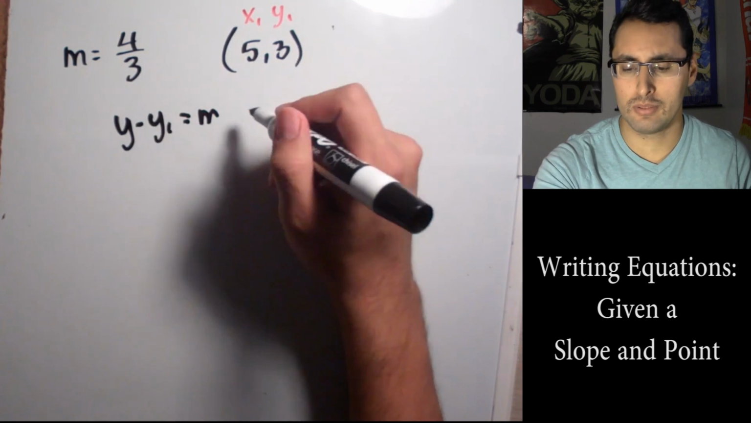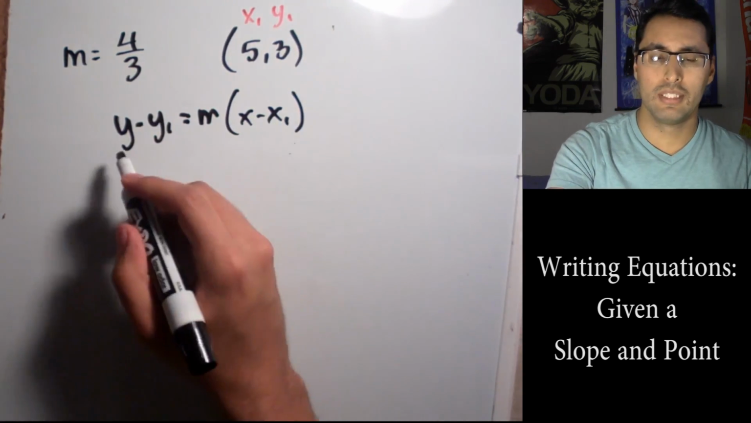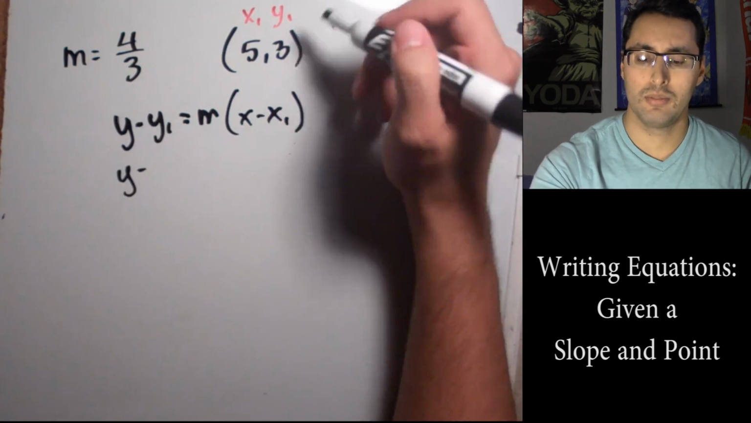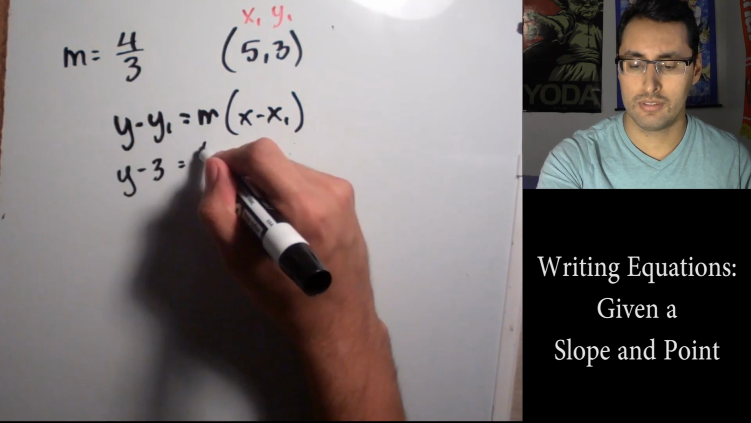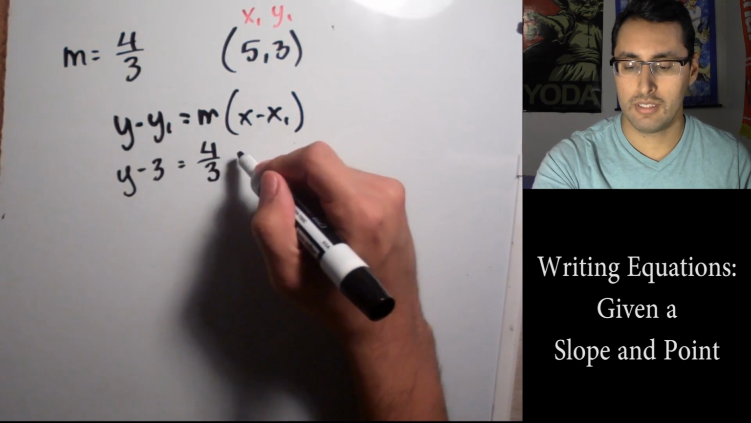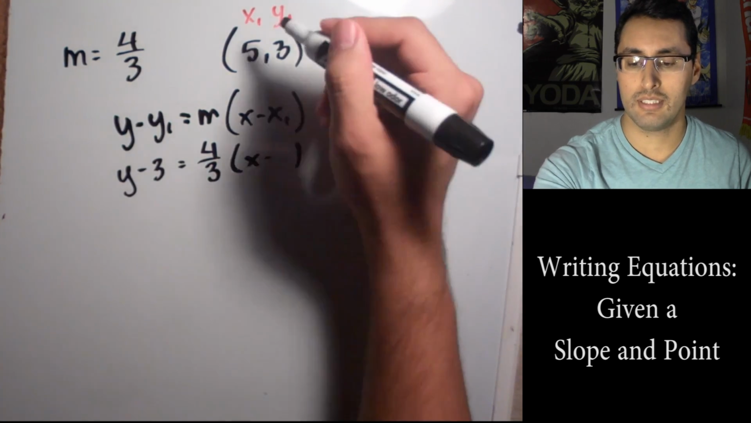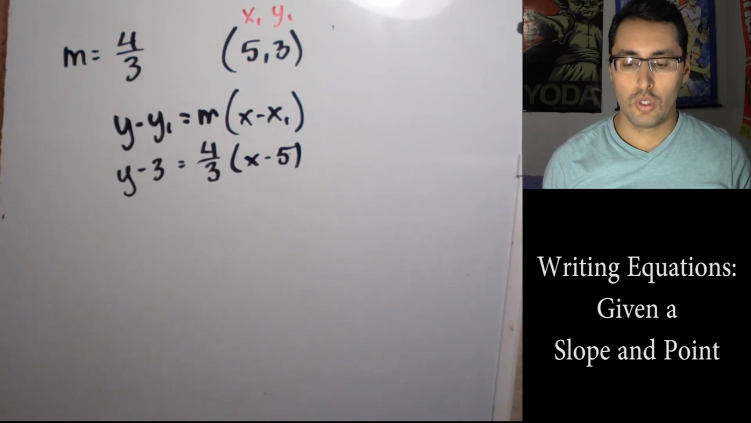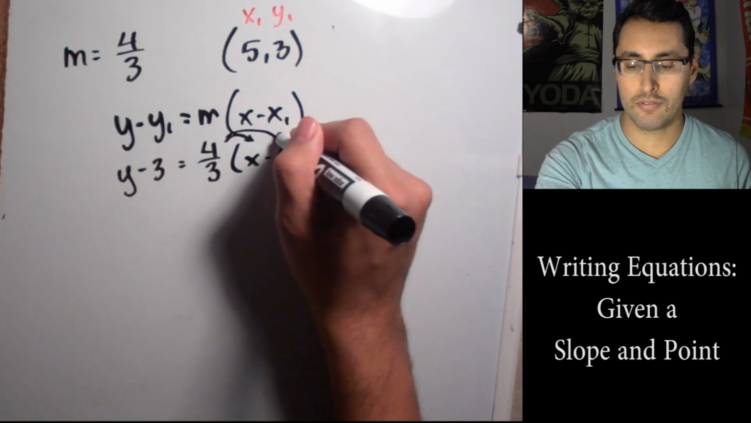I'm gonna go fast through this one. x minus x1. Okay. So with this, y minus y1 is positive 3, equal to m, well, it's 4/3. Okay. And x minus x1, well, x minus x1 is 5. Okay. So with this, again, we use the distributive property, so I'm going to multiply a fraction.